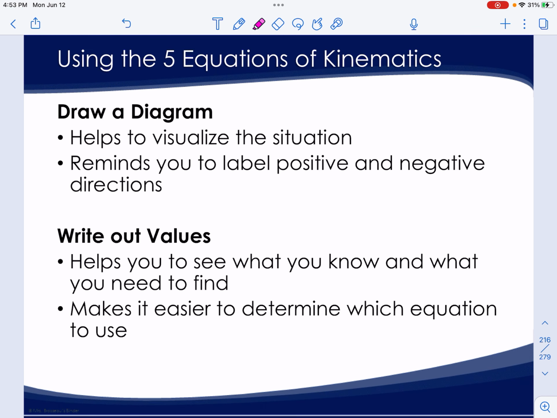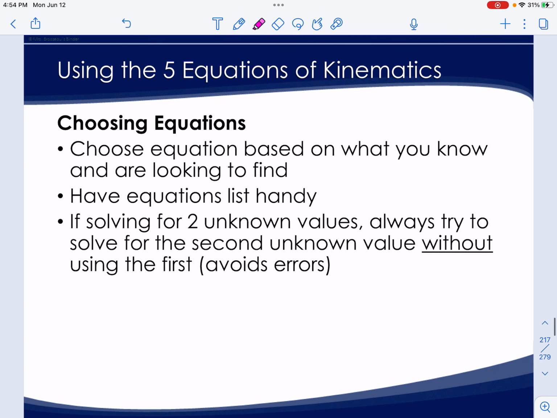Okay, to recap, you draw a diagram. It helps to visualize the situation. It reminds you to label positive and negative directions. Then you write out the values. It helps to see what you know and what you need to find out. And it makes it easier to determine which equation to use. For choosing the equations, you choose the equation based on what you know and are looking to find. Have your equation list handy. If solving for 2 unknown values, always try to solve for the second unknown value without using the first.